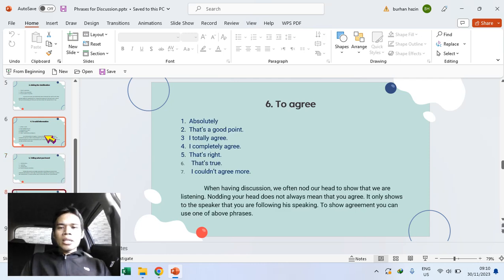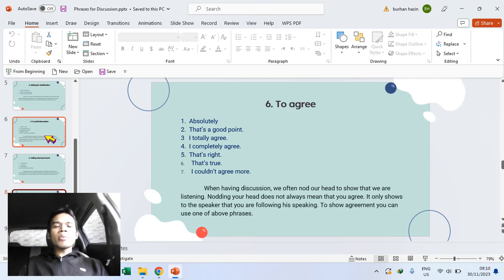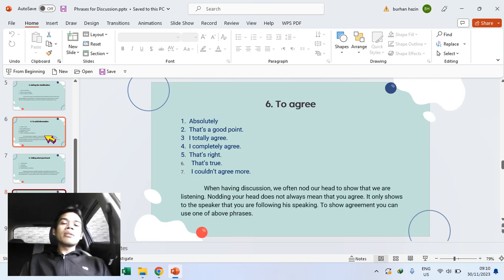Next one is to agree. If you agree with someone's opinion, with the other participants' opinion, what phrases can you use? You can use: absolutely. That's a good point. I totally agree. I completely agree. That's right. That's true. I couldn't agree more.